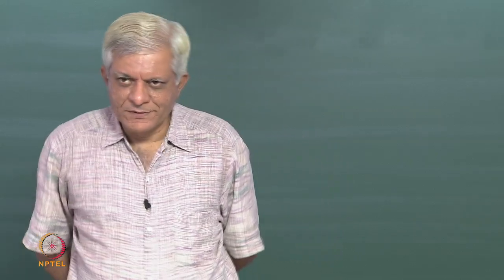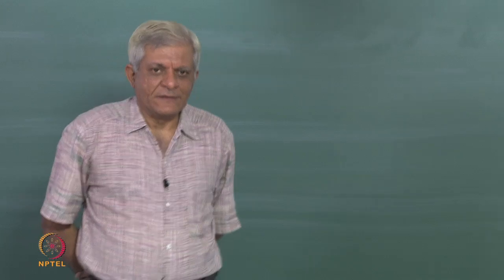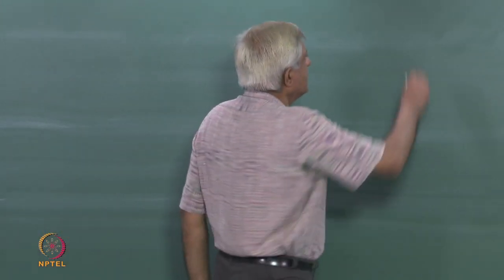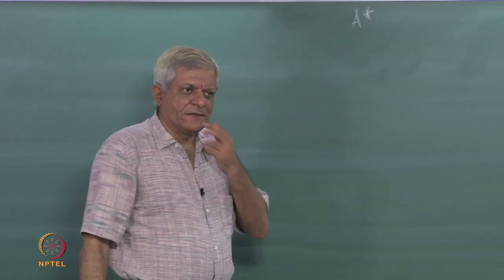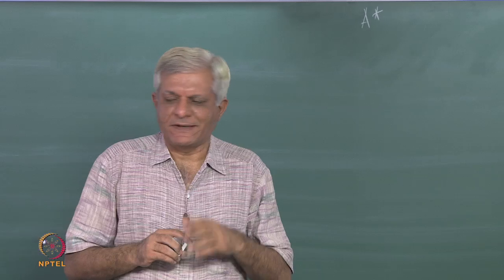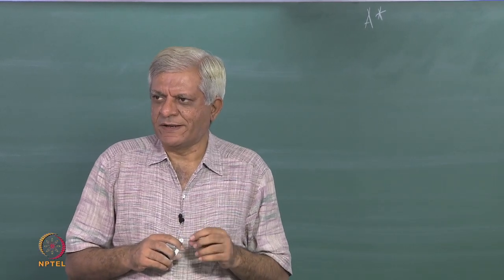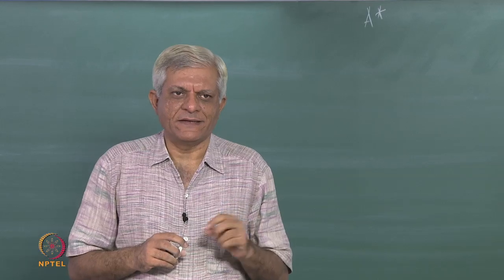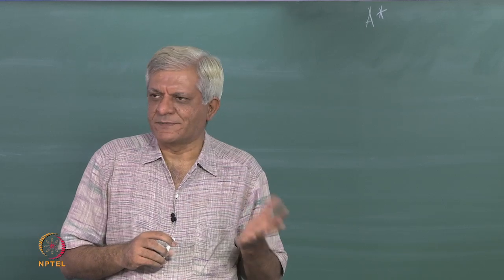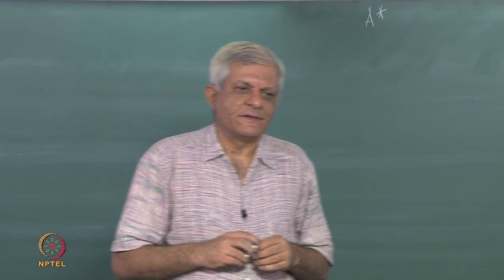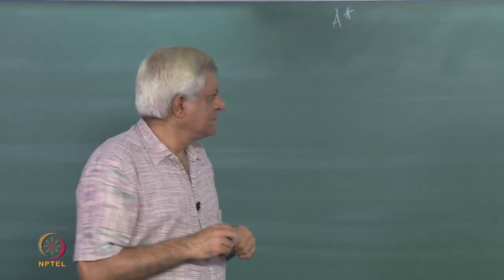Okay, so we are looking at this A star algorithm, and in the last class we saw that the algorithm is admissible provided the heuristic function underestimates the distance to the goal, and provided every edge has a cost which is greater than some small value epsilon, and there is finite branching.